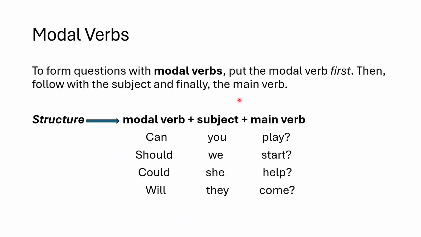and finally the main verb. The structure: modal verb plus subject plus main verb. Can you play? Should we start? Could she help? Will they come? It is important to note that the auxiliary verb do is not used in these questions.